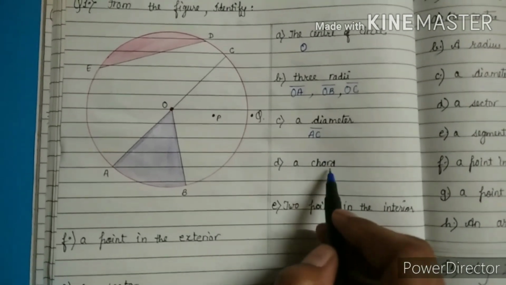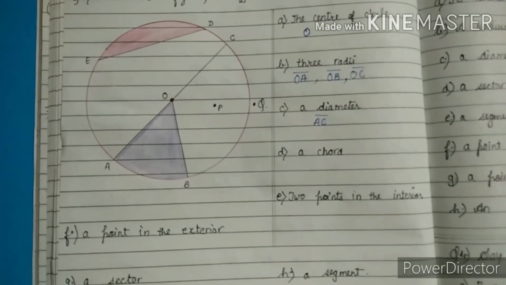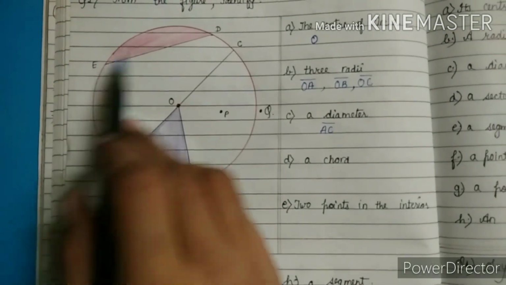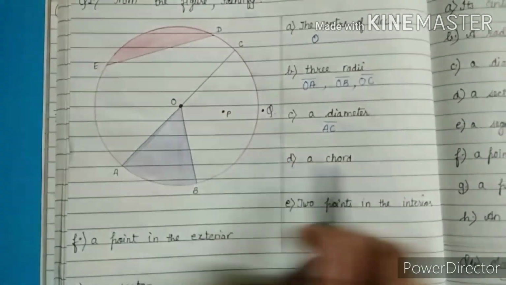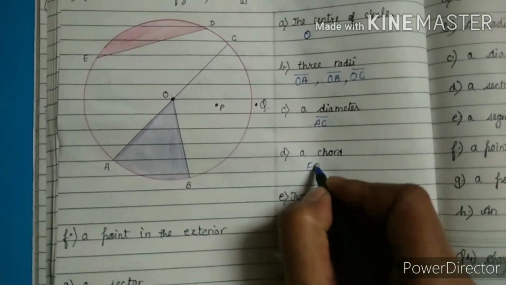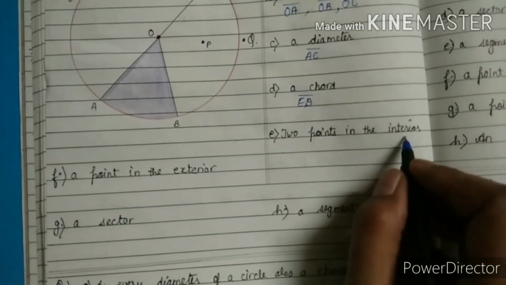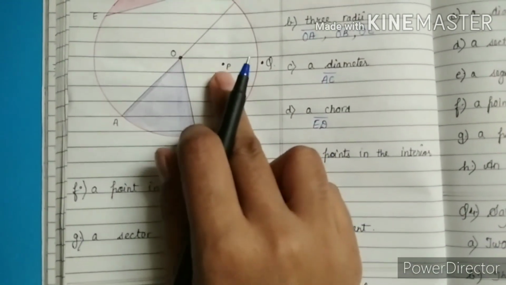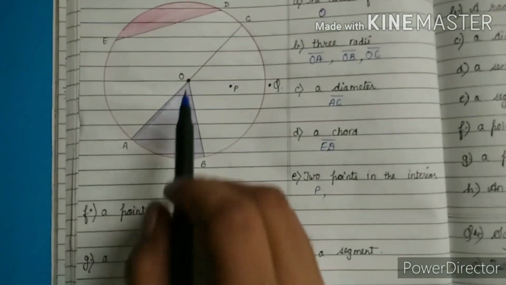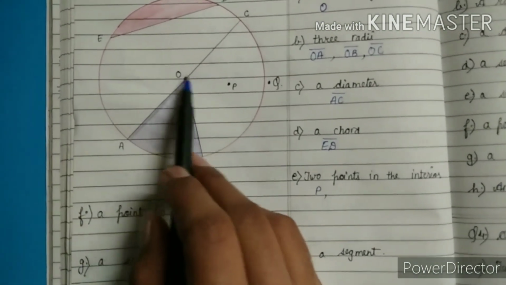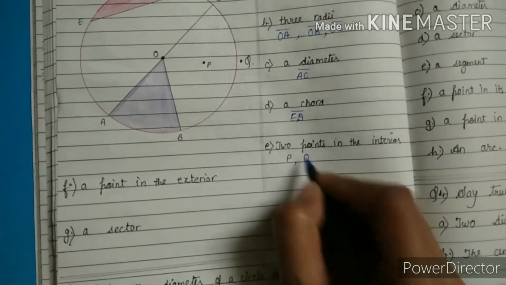A chord. A chord means a line segment that does not pass through the center point. So here we can see only one line segment that does not pass through the center point, whose name is ED. Now 2 points in the interior. Have you seen 1 point? Yes, the first point is P. And where is the second point? Have you seen the second point, whose name is O? Because the center point is also inside the figure. Yes, the second point is O.